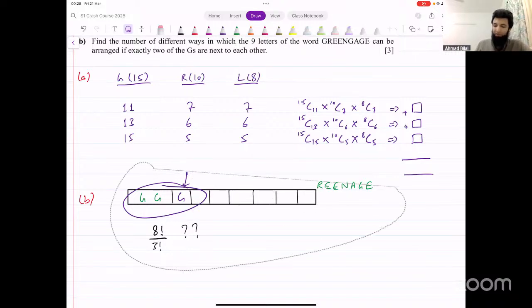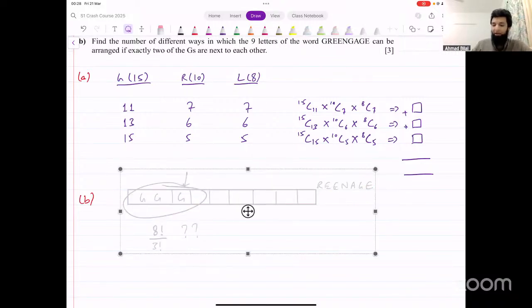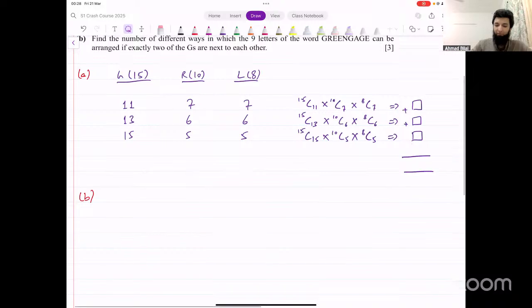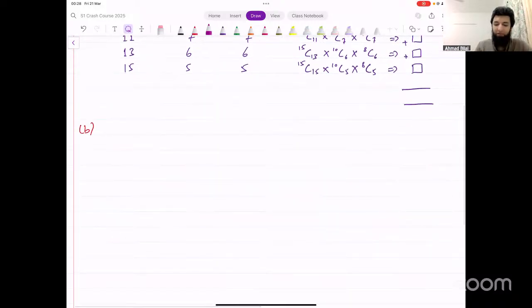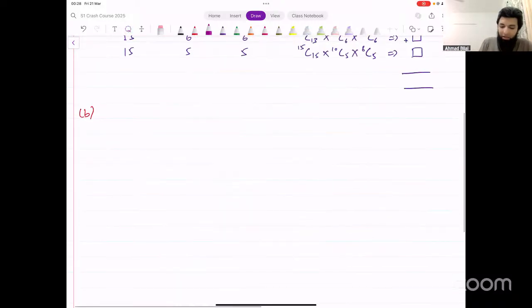Okay, so how do we think about this then? One idea, using what we know already from the previous methods that we have done, could be this. We know how to separate out the three G's, right? So we can have basically three possibilities.